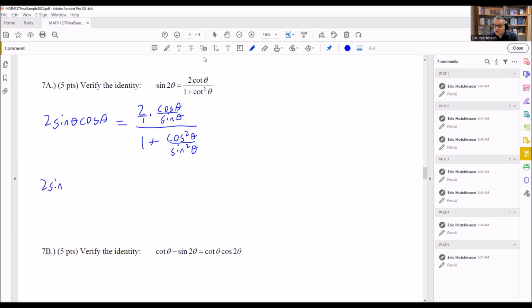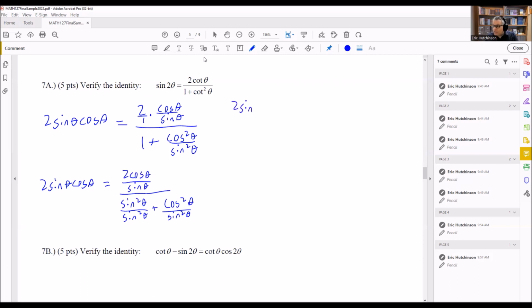So let's continue. We have 2 sine theta cosine theta on the left-hand side, which we're not going to do anything more with. We're just going to leave it. And then this is going to give us 2 cosine theta over sine theta. And what I want to do on the bottom is try to get some common denominators. And so I'm going to multiply the 1 by sine squared over sine squared. Okay, so again, I'm just multiplying by a multiple of 1. And I only have to multiply the first one because my common denominator is sine squared. So I just need it on the first fraction only.